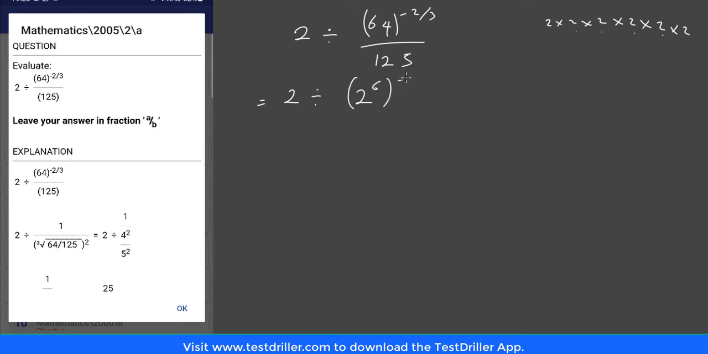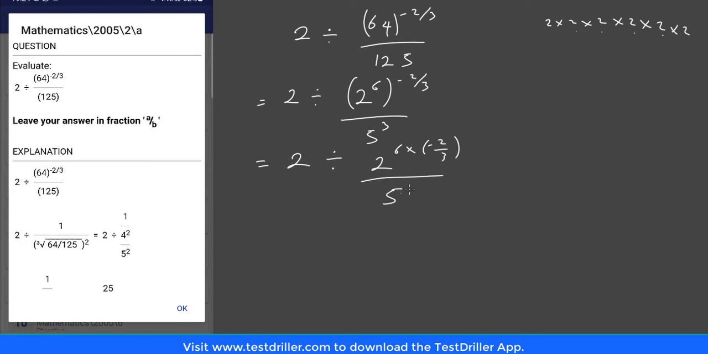Then everything raised to the power minus 2 over 3, then divided by 5 raised to the power. How many times do we multiply 5 by itself to get 125? That is 3. So here you have 2 divided by 2 raised to the power 6. We are going to apply the double power law because you have a double power, so you multiply, right? Minus 2 over 3. 2 in 6 is 2. Then 2 times minus 2 will give you minus 4.